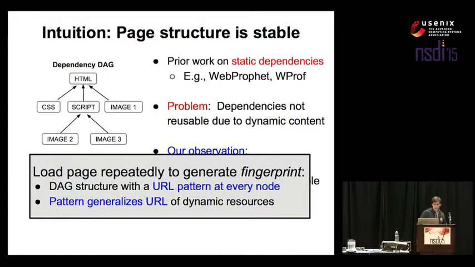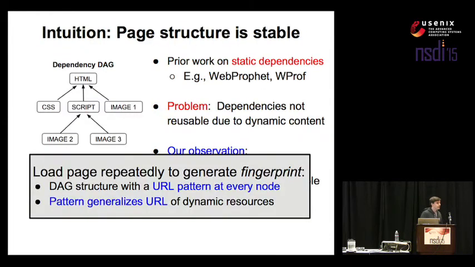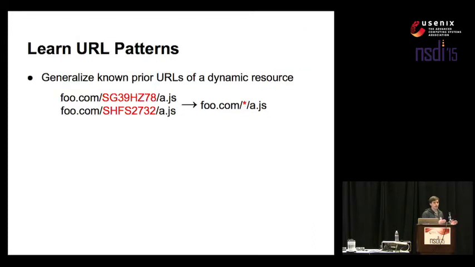So how do we actually build these URL patterns that we're going to put at every node? Well, let's just assume that we know all the prior URLs that a certain resource has appeared as. While we've seen this headline image change, we've seen that it's had a different URL every time. So if we know this set of prior URLs, all we have to do is somehow generalize it. And what we found is that just taking the difference between the set of different URLs and using regex wildcards is actually enough to represent that element and generalize it so that it can be used in the future.